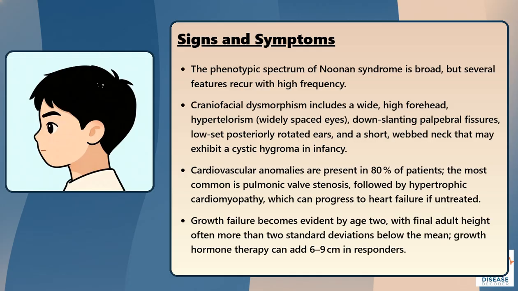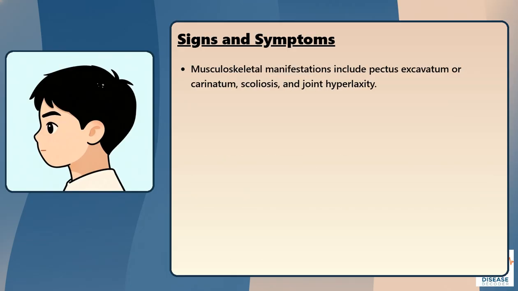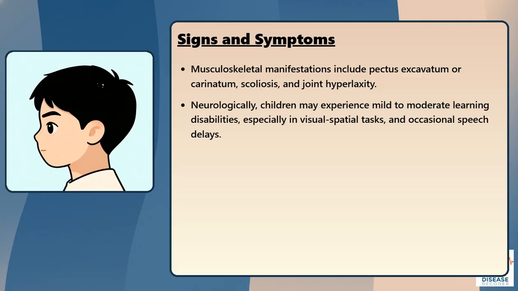Growth failure becomes evident by age 2, with final adult height often more than 2 standard deviations below the mean. Growth hormone therapy can add 6 to 9 centimeters in responders. Musculoskeletal manifestations include pectus excavatum or carinatum, scoliosis, and joint hyperlaxity. Neurologically, children may experience mild to moderate learning disabilities, especially in visual spatial tasks, and occasional speech delays.